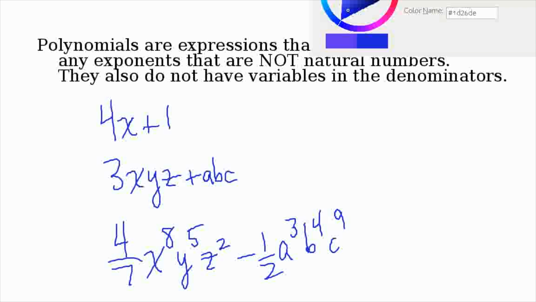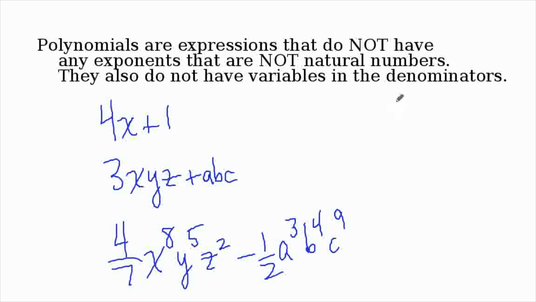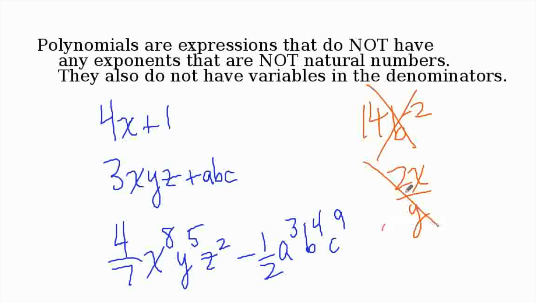Now, what about some things that are not polynomials? Okay, so 14b to the minus 2, that one doesn't get to join the club because of the negative exponent. Okay, 2x divided by y. That one, you have a variable downstairs, so that one doesn't get to join the club. All right.